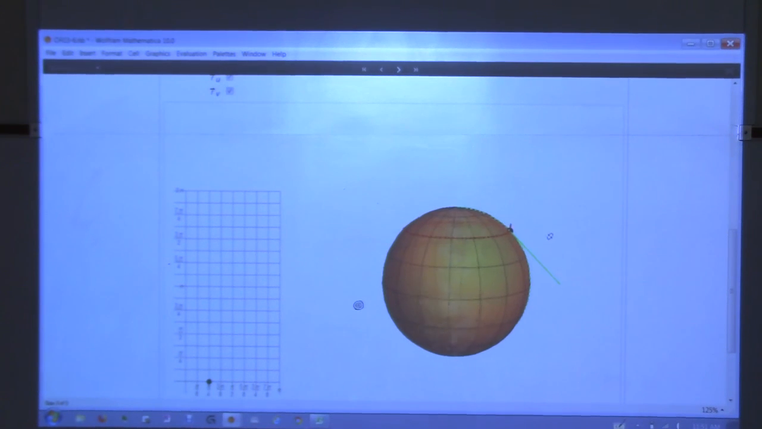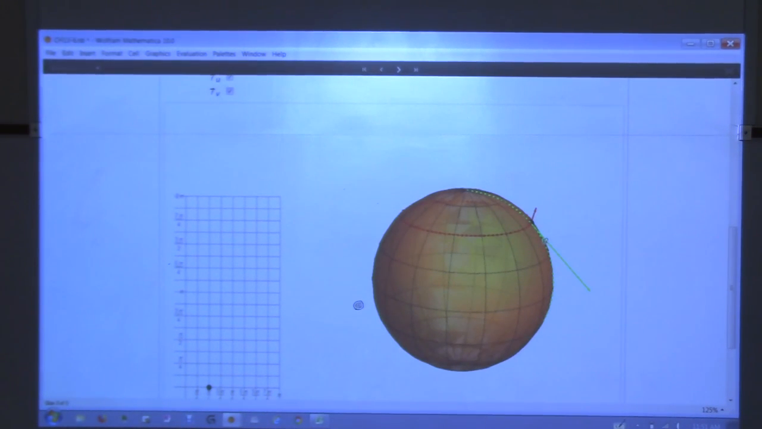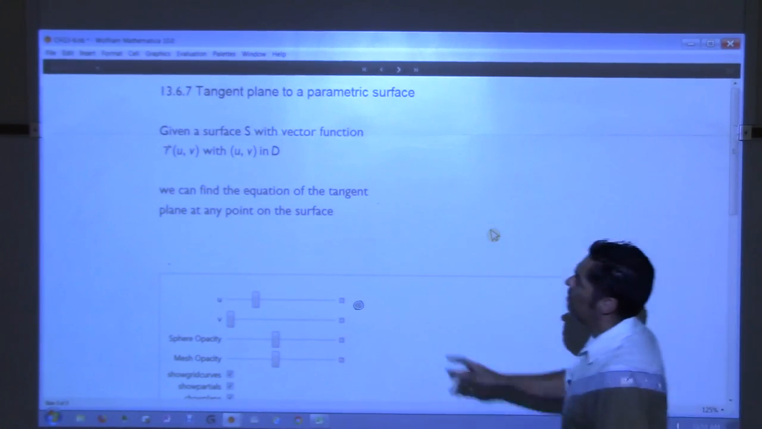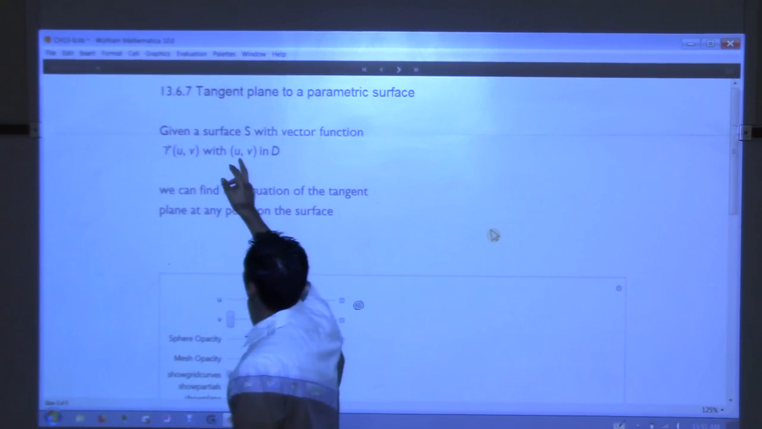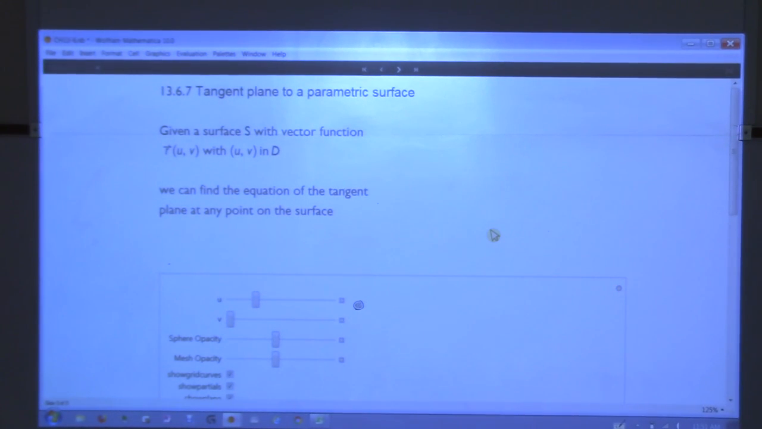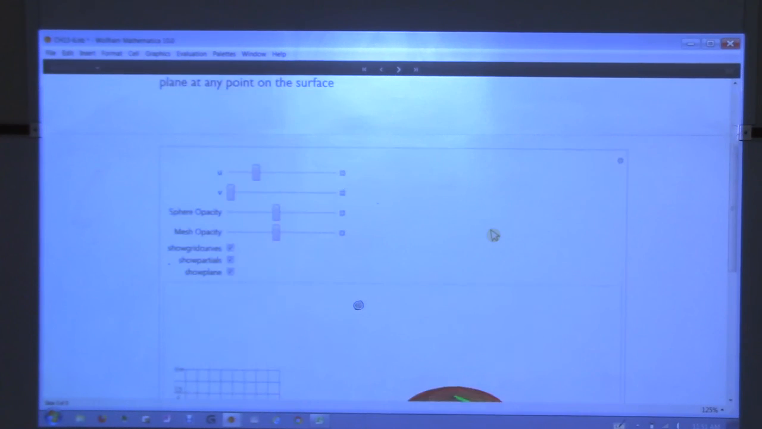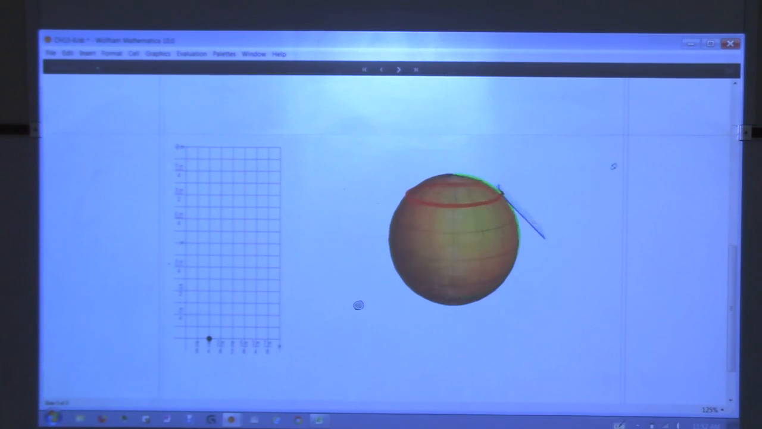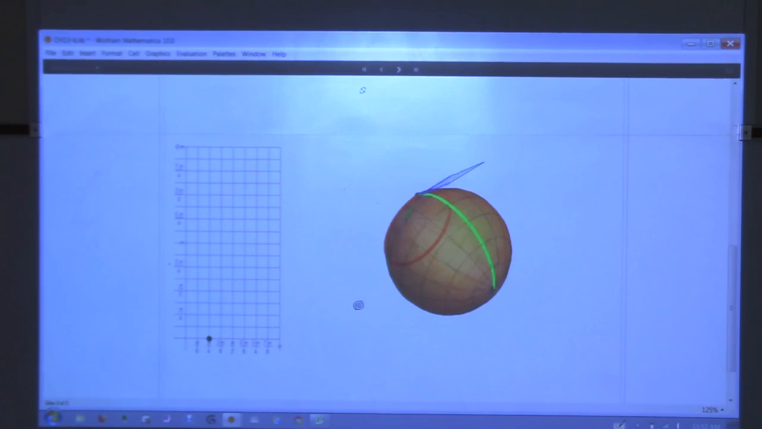And guess what? If you cross them, you get a normal vector. And you actually have a plane there. Yes, you have a tangent plane, a plane that's tangent to the surface. And that leads us to this. Given any surface with a vector function r of u v, where u v is in the domain D, we can find the equation of the tangent plane at any point on the surface. Now that plane continues forever, but the idea comes from those two partial derivative vectors.